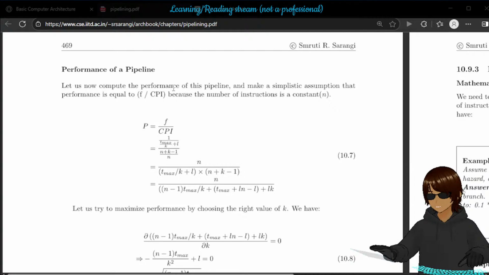Let us now compute the performance of this pipeline and make a simplistic assumption that performance is equal to F divided by CPI, because the number of instructions is a constant, which is N.